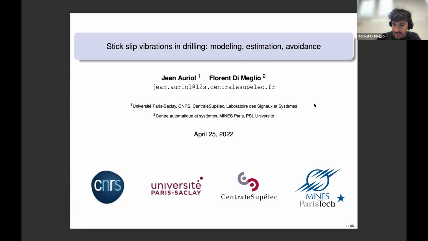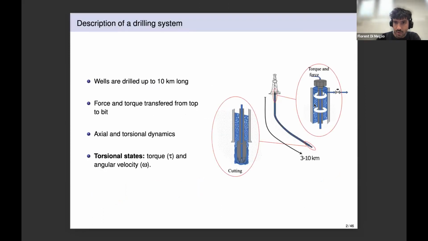So with that, okay, so I use these slides a lot, so I had a short introduction on drilling, but I'm not sure this is really necessary. The important thing here is that we're going to focus on the torsional dynamics. Mostly in this talk, we'll be talking about the torsional dynamics. And so throughout the presentation, torque will be denoted tau and angular velocity omega.